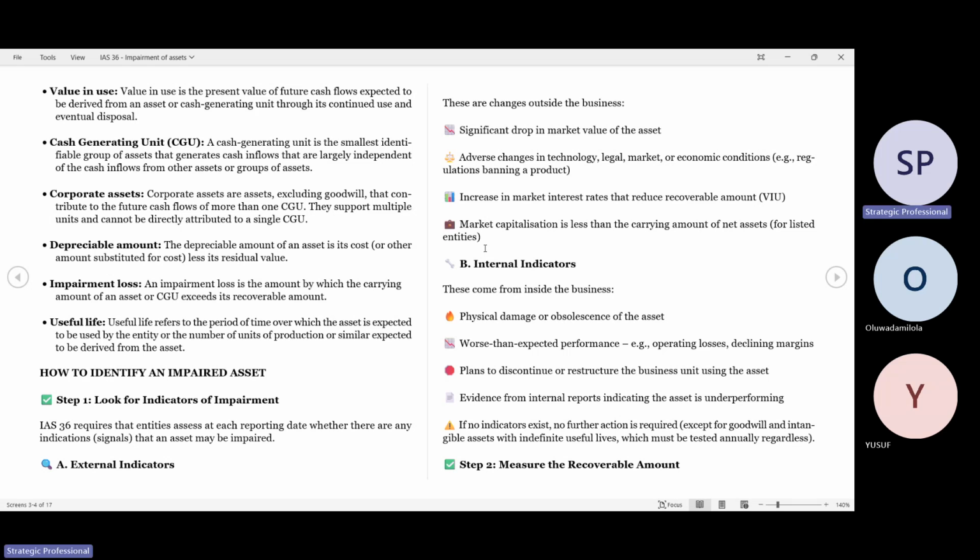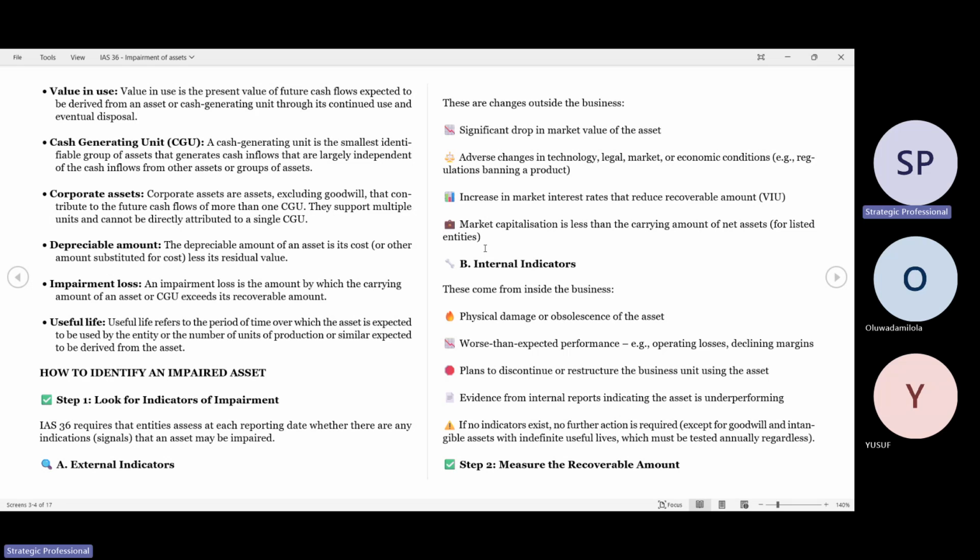Your total liability is $40 million. What does it mean? You cannot treat asset and liability as the same; they have different meanings. So 70 minus 40 is 30. That's 30 million, and that 30 million is the net asset.